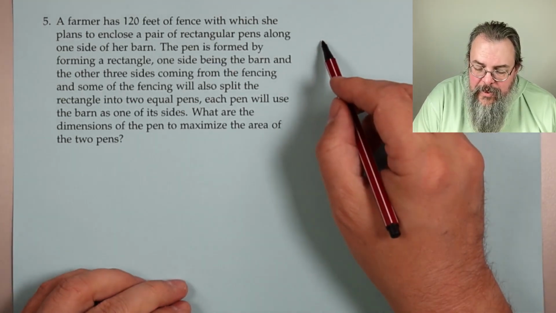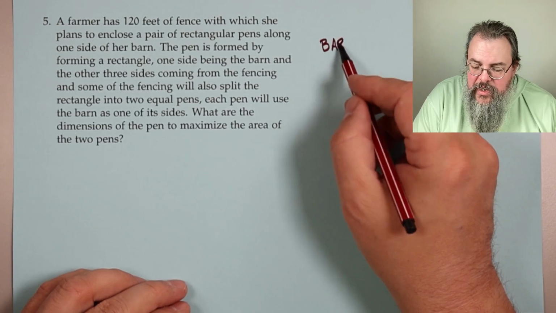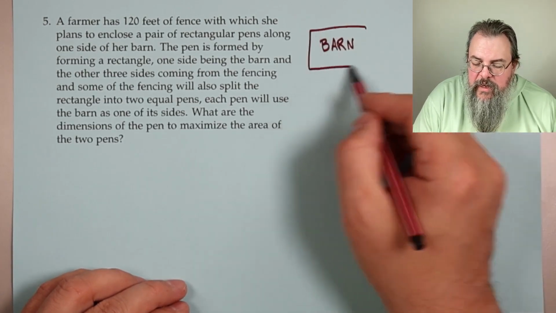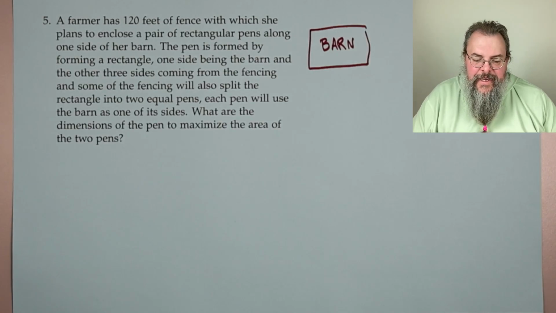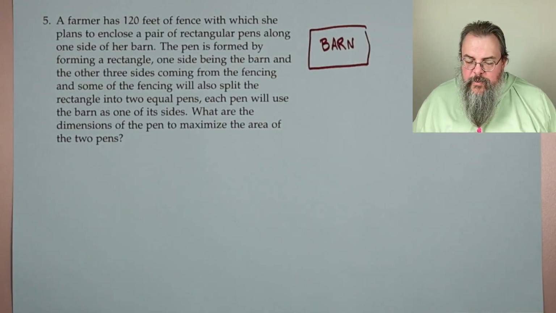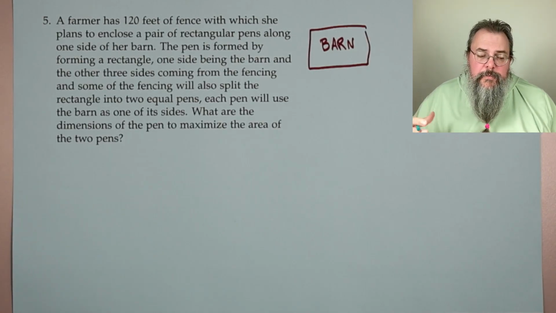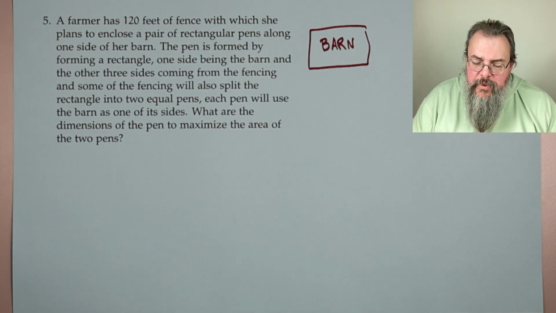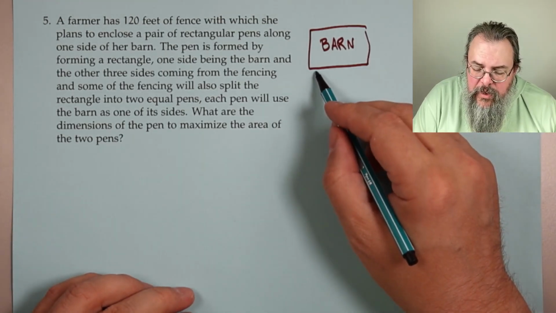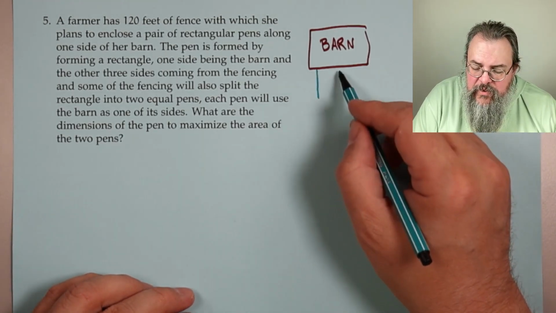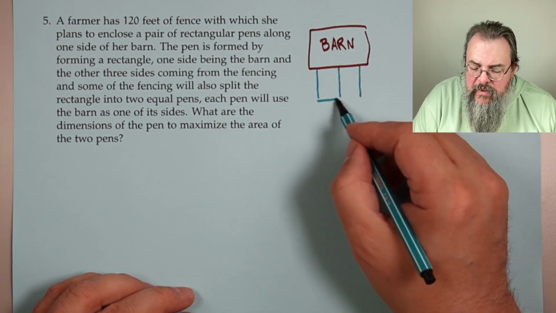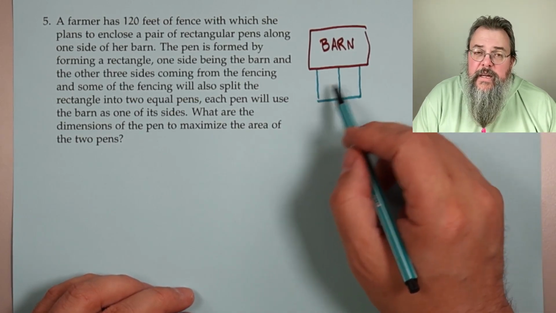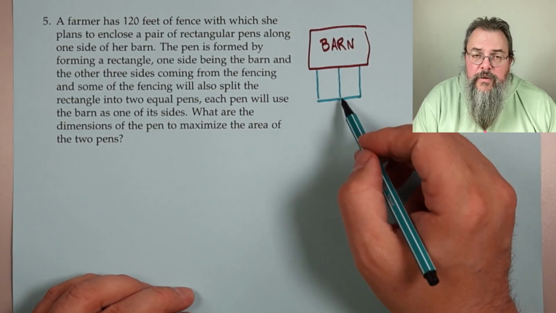Here is the barn. And you can tell it's a barn because it says barn. Good clue. And what's going to happen is, well, we want to have a pen to put things. And so we're going to have this structure here. So here is our pen. So we've taken sort of a rectangle and split it into two parts.